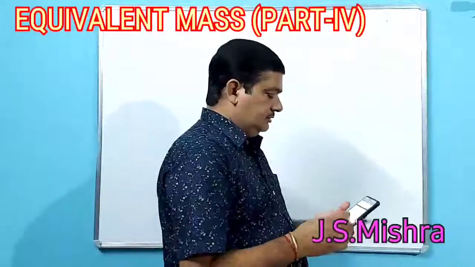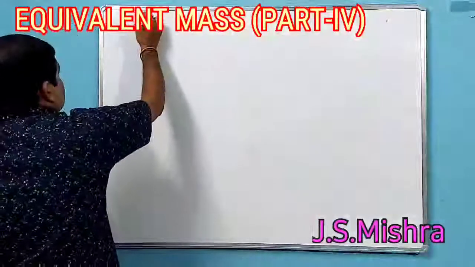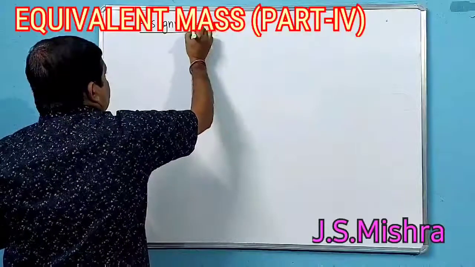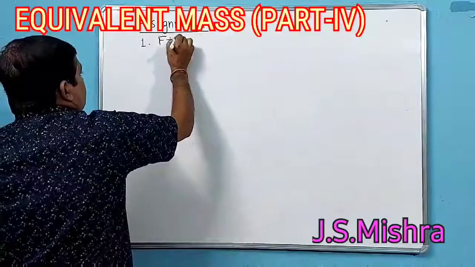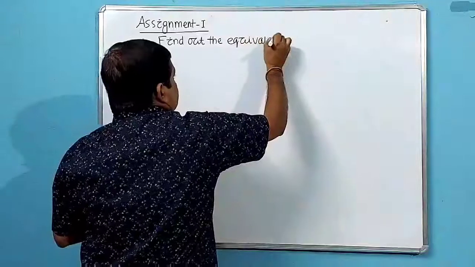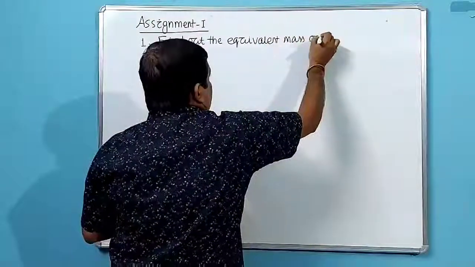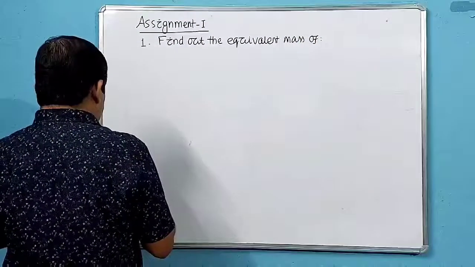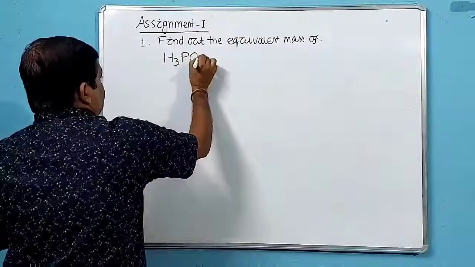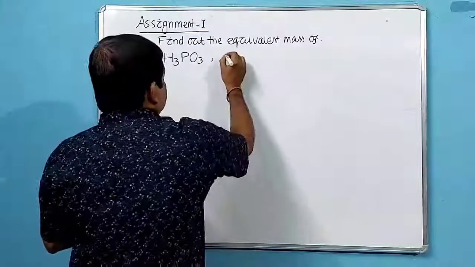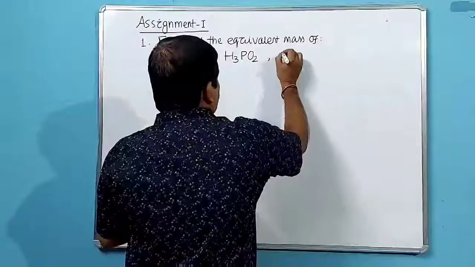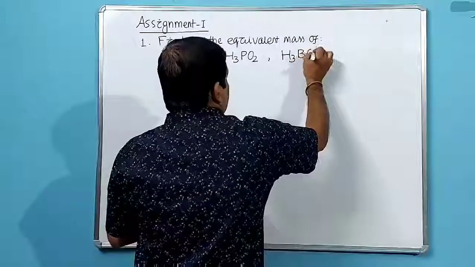Assignment number 1: find out the equivalent mass of H3PO3, that is phosphorus acid, H3PO2, that is hypophosphorus acid, and H3BO3, that is orthoboric acid.